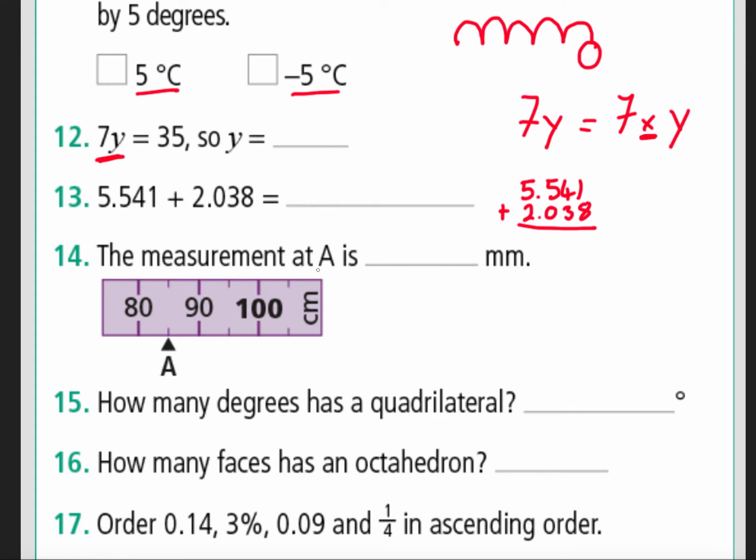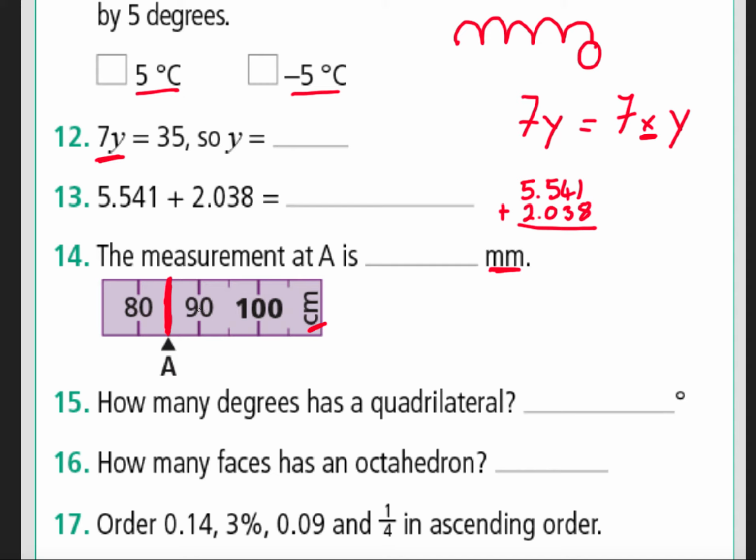Now, the measurement at A, which is this spot here, what is that? Well, first of all, we have to be careful on this one because the units on our ruler is centimeters, and the answer they're looking for is in millimeters, and there's 10 millimeters in every centimeter. Now, we are not at 80 here, we are not at 90, we are halfway between them, we're right in the middle. So ask yourself, what comes between 80 and 90?